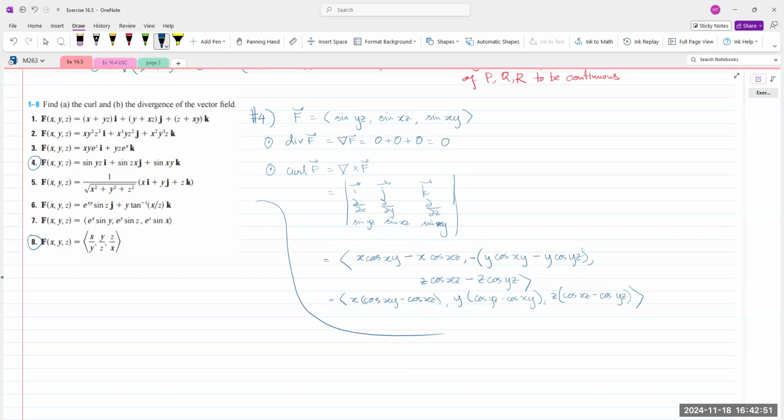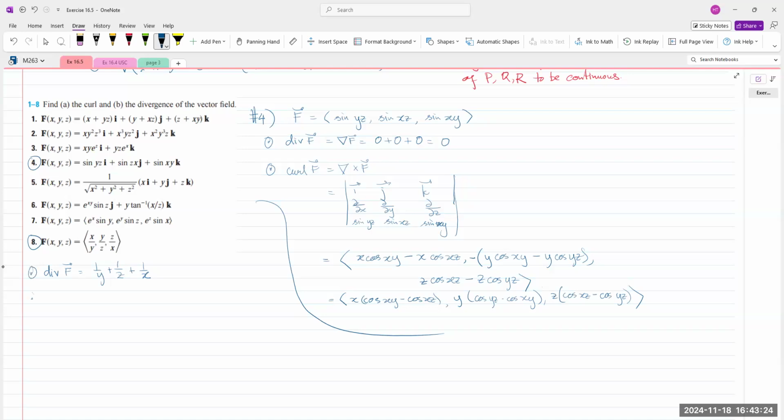Number 8, the divergence of F: the derivative of P with respect to x, plus the derivative of Q with respect to y, and then the derivative of R with respect to z. That's what we get. I will just leave it like that. I think that's simple enough.